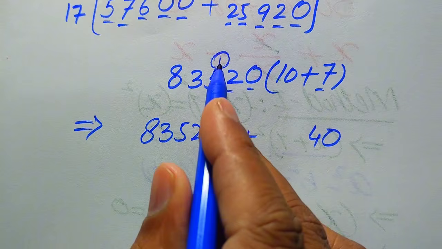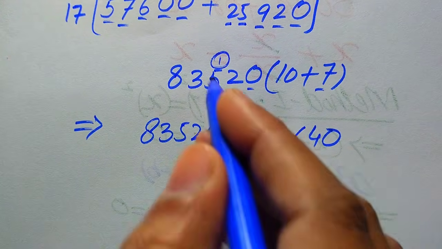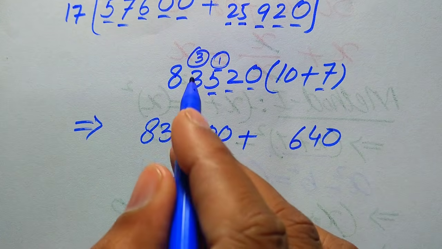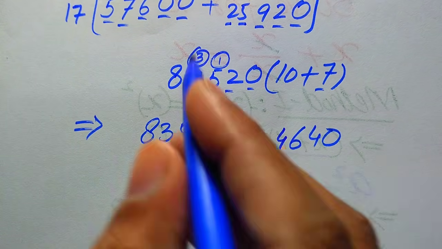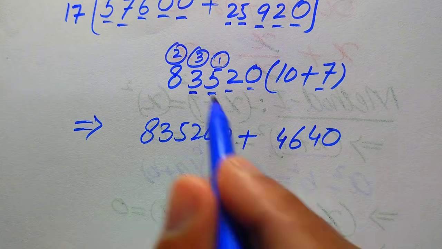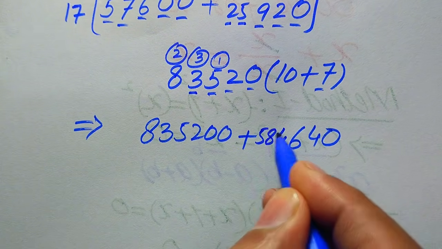7 5s are 35. 35 plus 1 is 36. We write 6 and carry 3. 7 3s are 21. 21 plus 3 becomes 24. We write 4 and carry 2. 7 8s are 56. 56 plus 2 becomes 58.